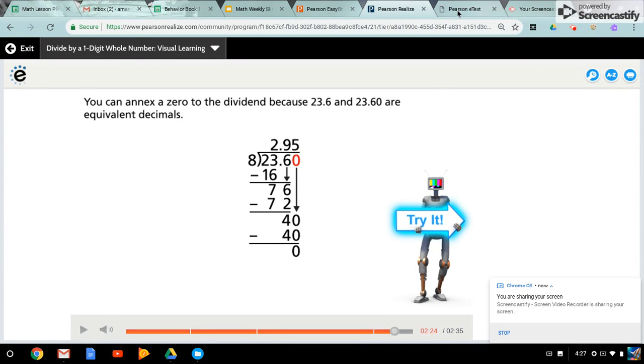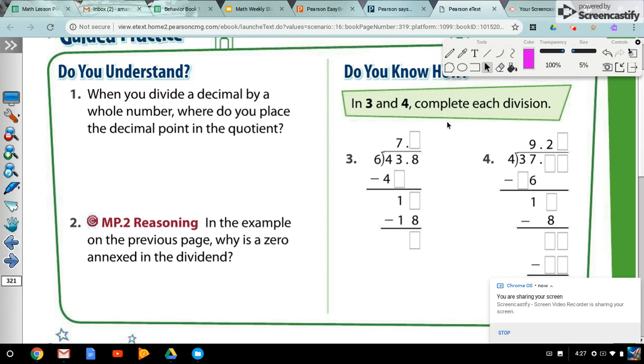Now let's go into your book to page 321 and try some practice problems together. We're going to do number 3 first. Number 3, they already have several boxes set up and started for us, so we're going to try it and put in the missing answers, okay?